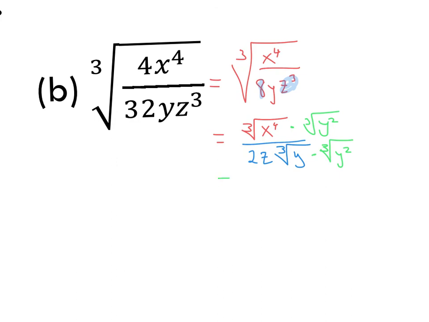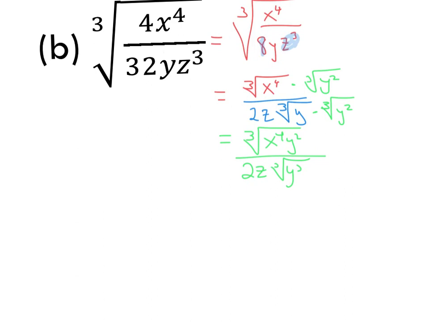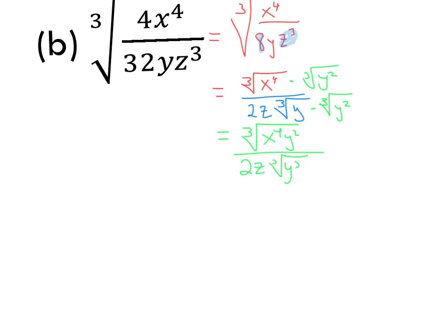So that means our numerator is now the cube root of x to the 4th y squared. And our denominator is 2z cube root of y cubed. Okay, so now remember, we can do the cube root of y cubed because it is a perfect cube. Notice in our numerator, we do have this x to the 4th, which we can simplify.